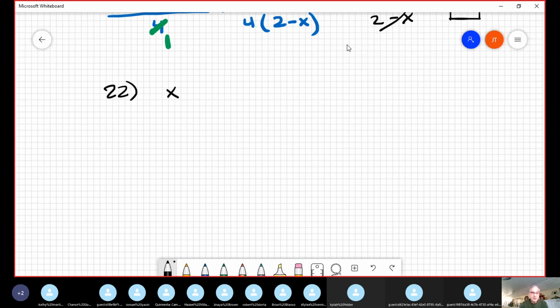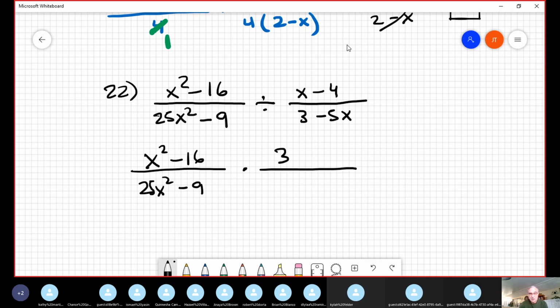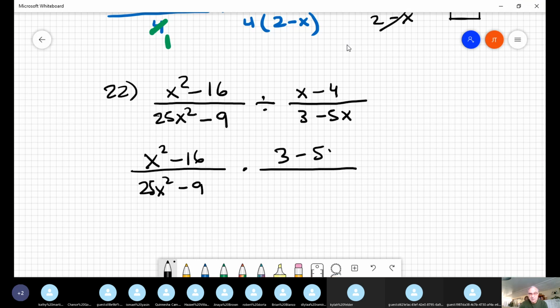22 is x squared minus 16 over 25x squared minus 9, division x minus 4 divided by 3 minus 5x. Okay, remember the first step is always flip it. So you copy the first fraction. I don't touch it, just copy and paste. 25x squared minus 9 times, flipping the second, 3 minus 5x over x minus 4.